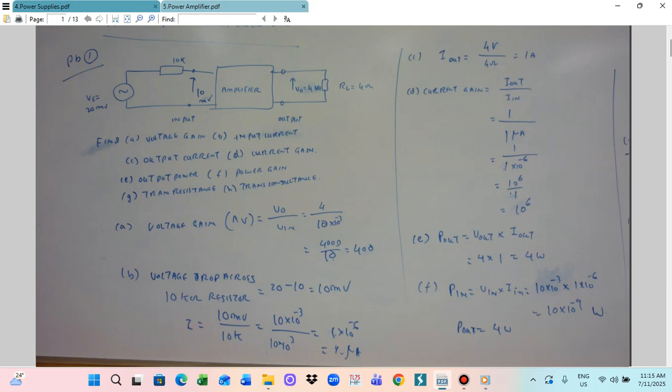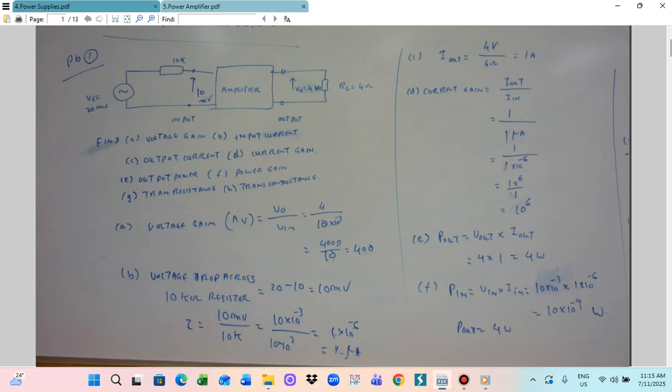And then another one is the transconductance. Transconductance is the output current divided by input voltage, so in this case I out divided by VA. The output current we already know is 1 ampere, and the input voltage we already calculated is 10 millivolt. So this is 1 by 10 into 10 power minus 3, so 10 power 3 by 10, so you get 100. This is how we calculate the transconductance, for the typical case of the power amplifier calculation.